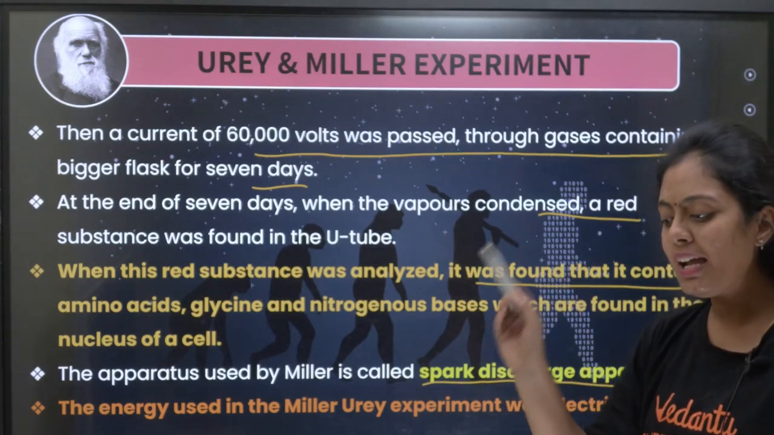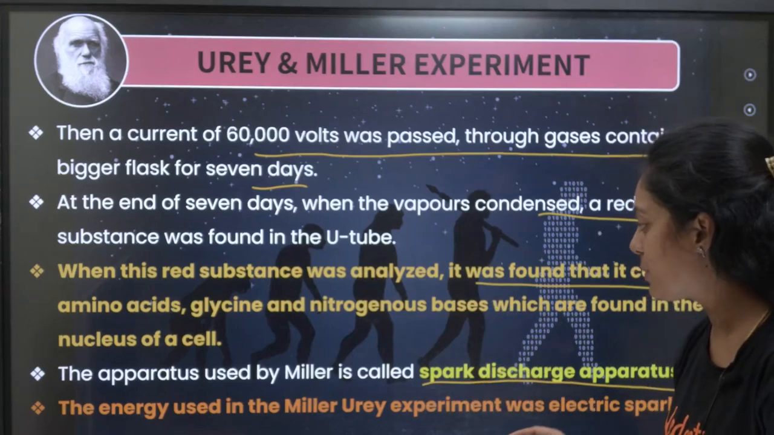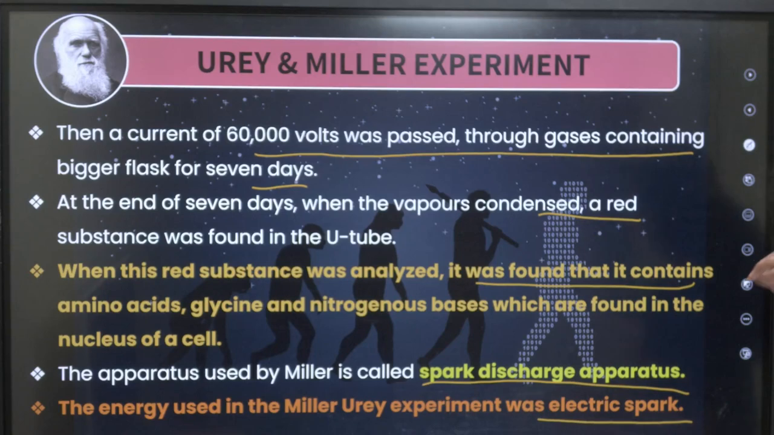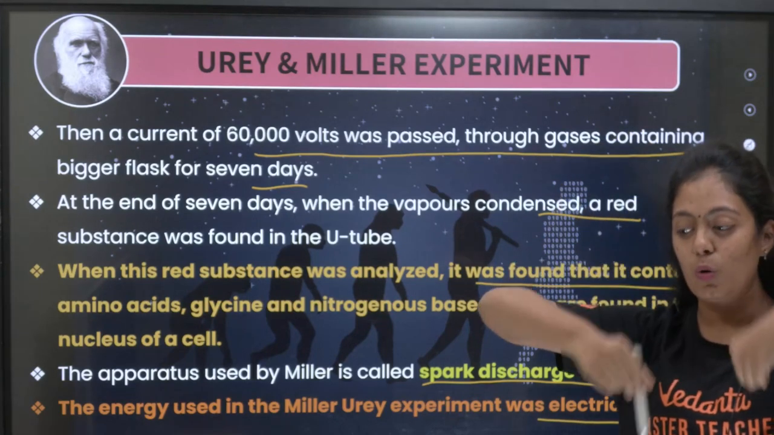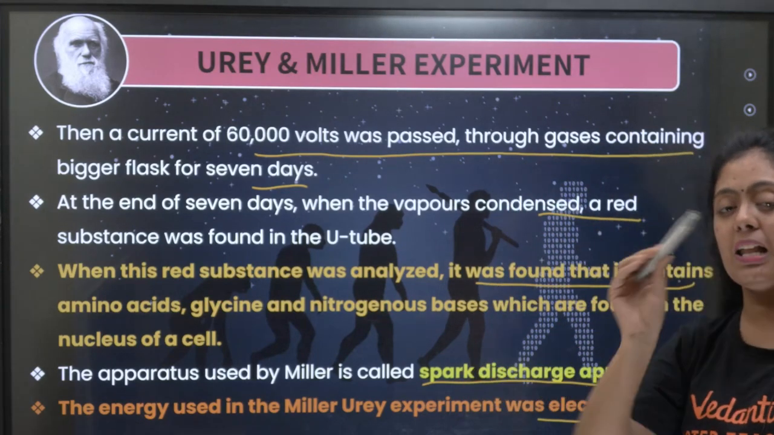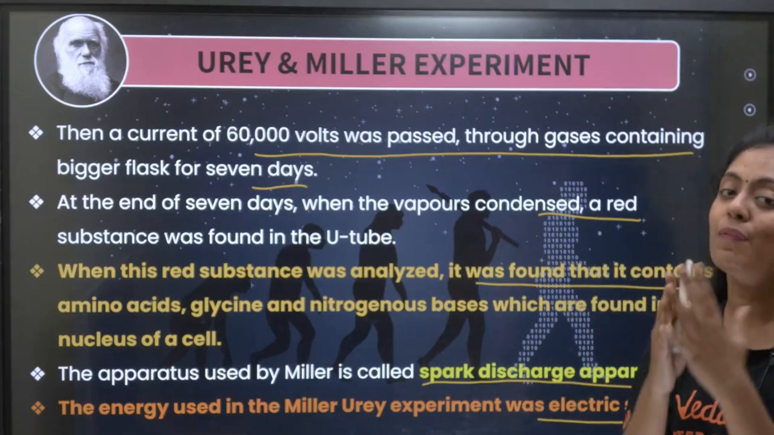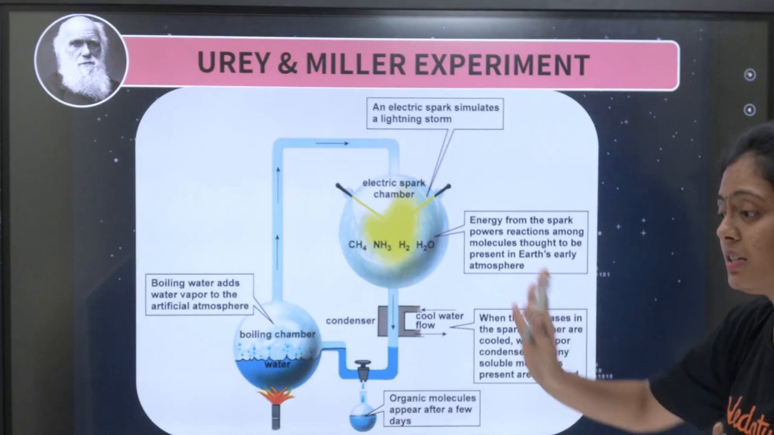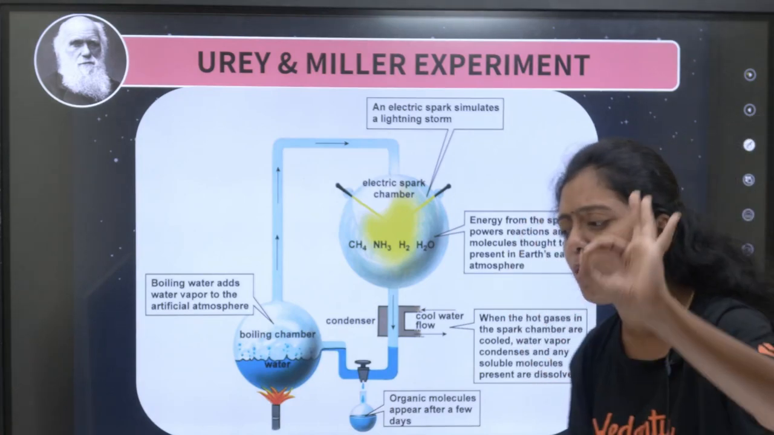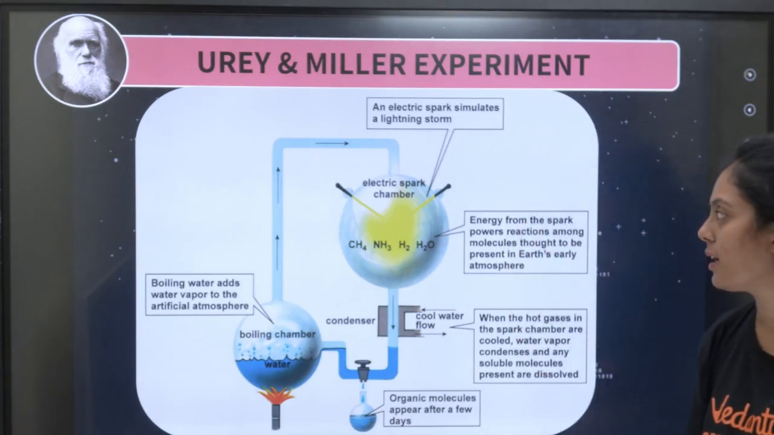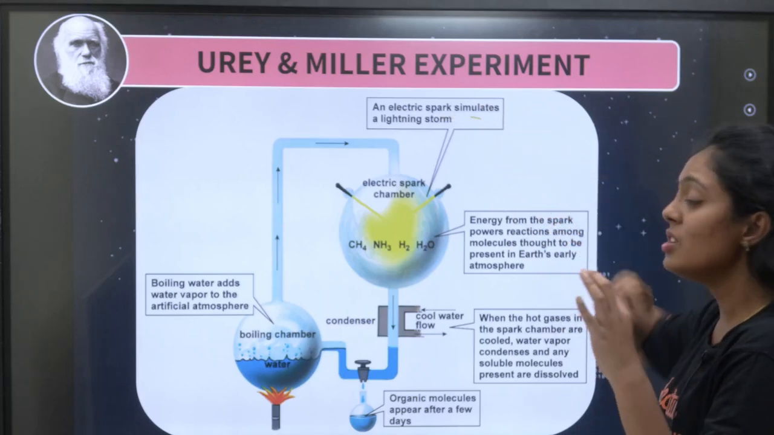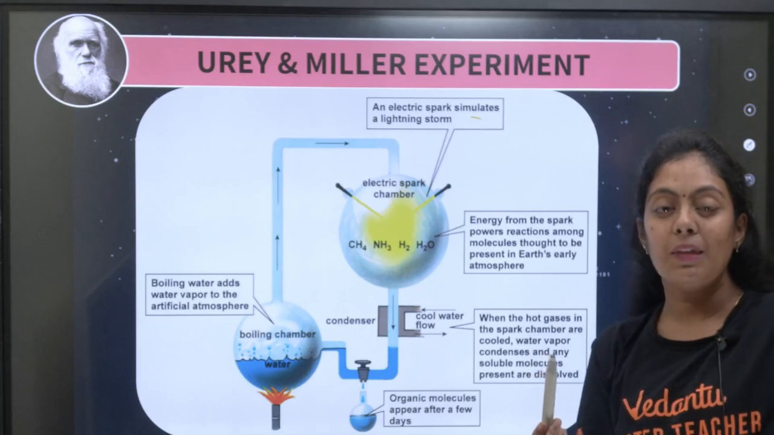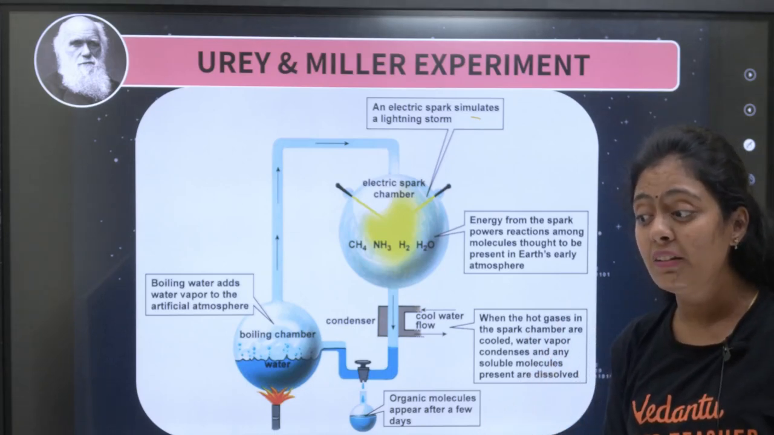So, the apparatus is also called the spark discharge experiment. Okay, and why is this called the spark discharge experiment? The energy used in the Miller-Urey experiment was an electric spark. We give an electric spark, and that electric spark helps in condensation of gases, or combination of gases. This is a very important experiment. You can see an electric discharge stimulates lightning. It is analogous to the lightning which was there.